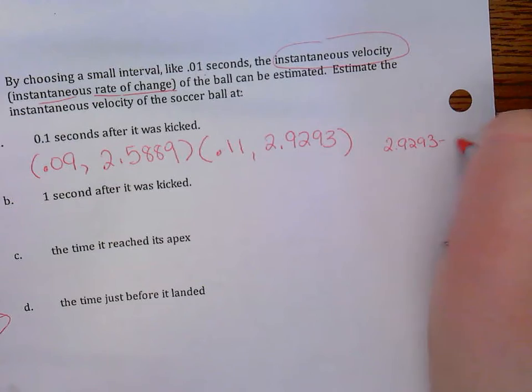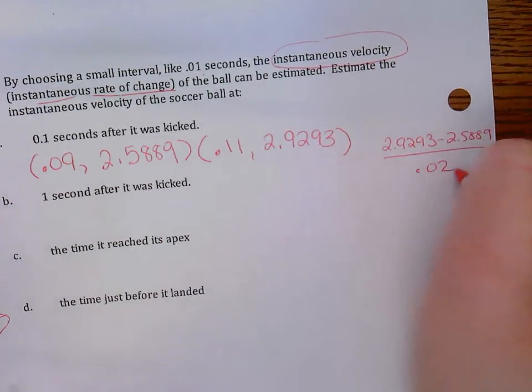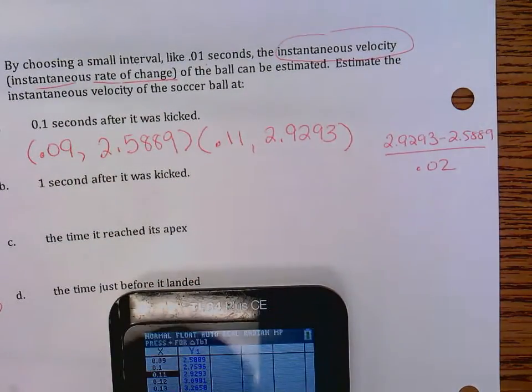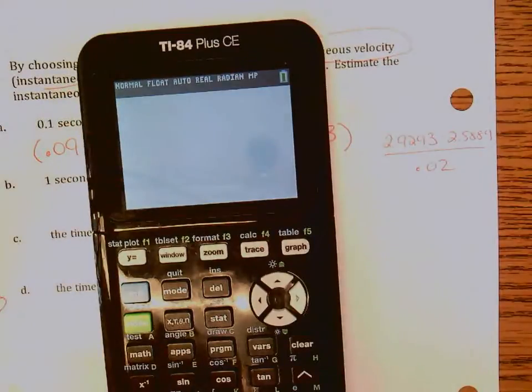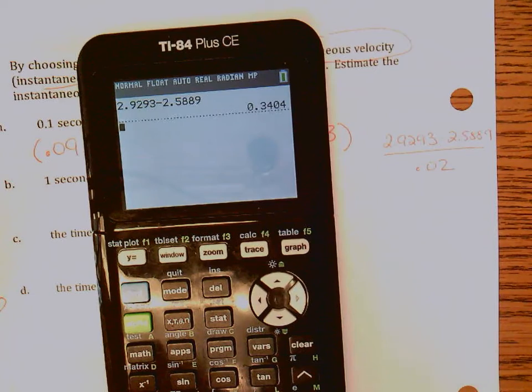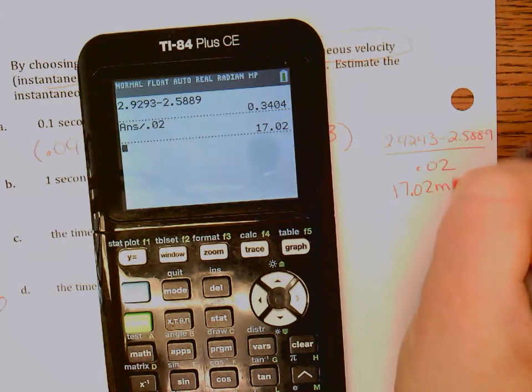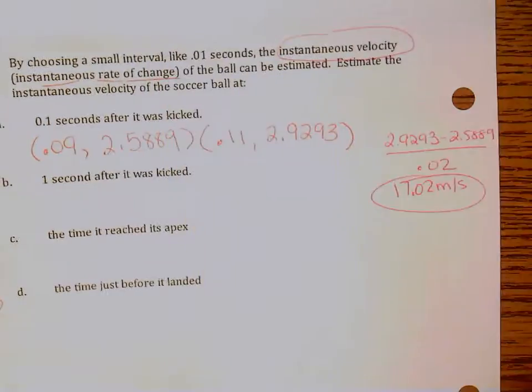So now I'm going to do the rate of change between those 2 points. 2.9293 minus 2.5889 over 0.02, because 0.11 minus 0.09 is 0.02. So I'm going to calculate that. 2.9293 minus 2.5889. I didn't use parentheses. I'm just going to hit enter first and then divide by 0.02. So it's going at 17.02 meters per second as its instantaneous velocity when it was kicked.